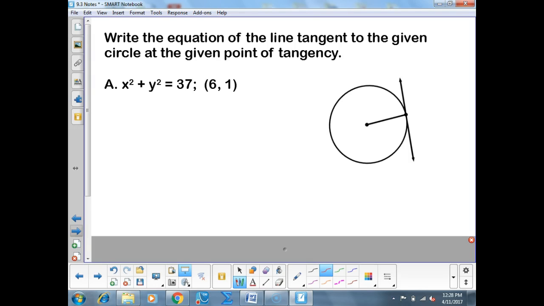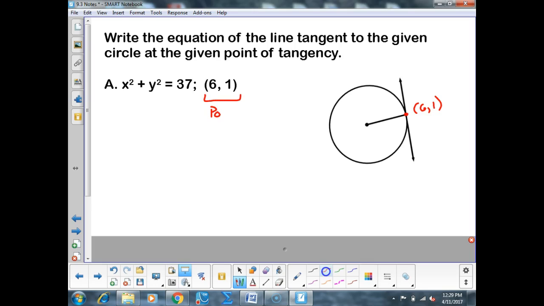So this right here is my point of tangency. That is the point 6, 1, because that's what it says. It says given the point of tangency, this right here then is my point of tangency.